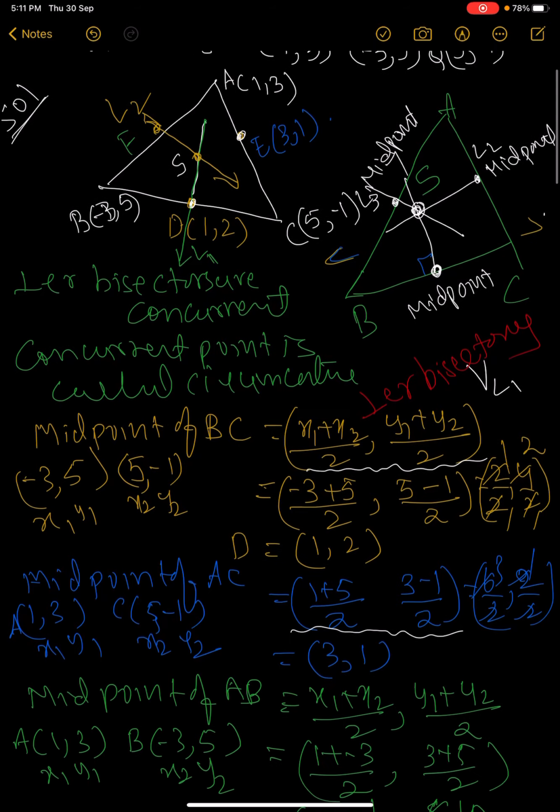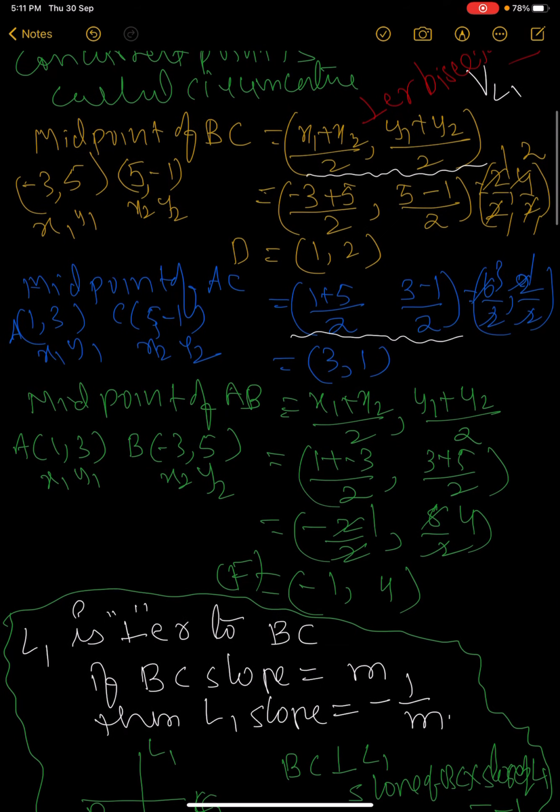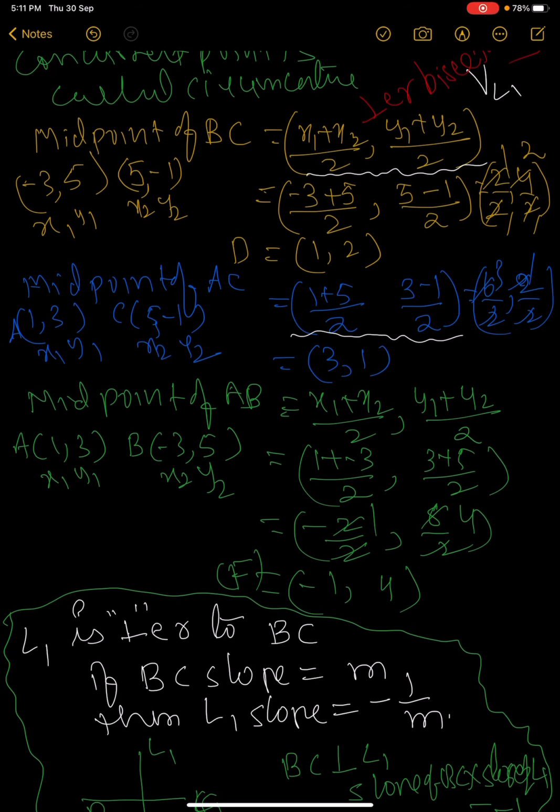Next, with a similar method we can find the midpoint of AB also. That is (x1 plus x2) by 2, (y1 plus y2) by 2, with A (1, 3) and B (-3, 5). You substitute the values, then we get -2 by 2, and 8 by 2 is 4. Then F is equal to (-1, 4).